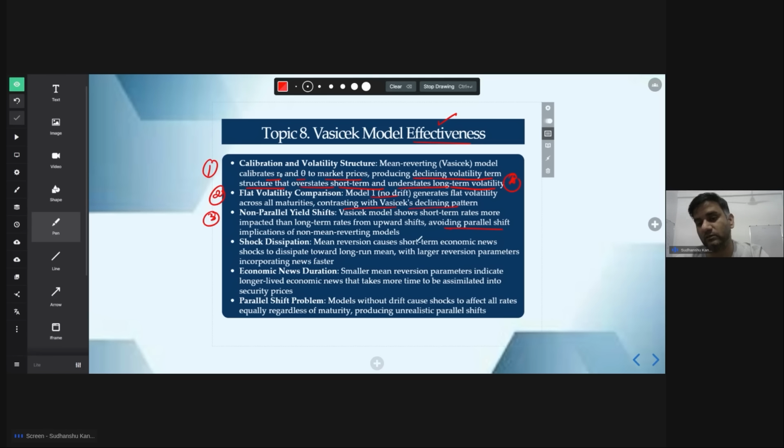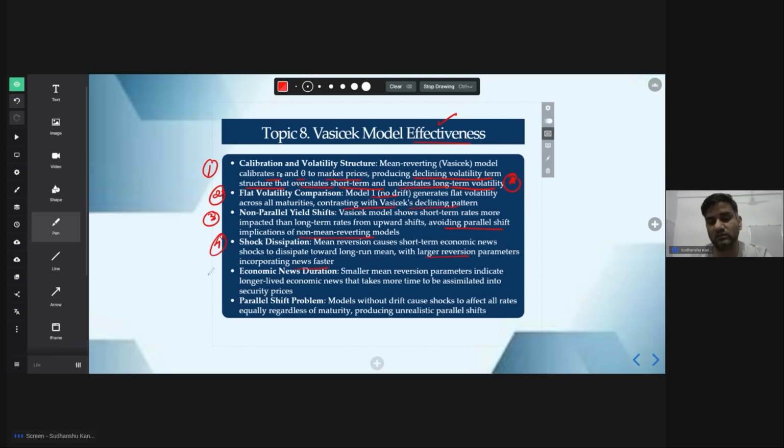So there was a parallel shift problem of the simpler models which we have seen, and then there is shock dissipation because of mean reversion. Shocks fade over time as rates get pulled back. Larger k means faster dissipation of shocks. So with a larger reversion parameter, they dissipate faster after an unexpected inflation spike. Short rates might jump, but over time they will drift back to equilibrium. We have seen what has happened with inflation from 2022 to 25.